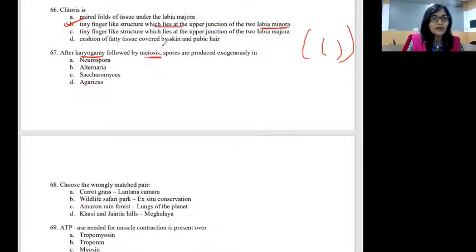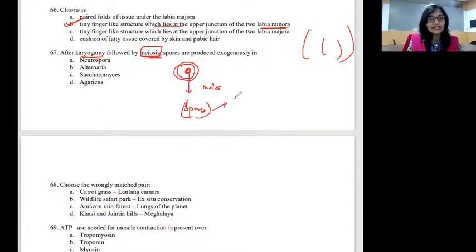Karyogamy is a fusion of gametes. So when karyogamy takes place, after that meiosis will take place. So karyogamy is the fusion of gametes, and then if meiosis takes place, ultimately they are going to produce haploid spores. And the spores are produced exogenously. The same question we have seen before, exogenous spore formation. Here it is in Neurospora. Yes, you have to remember it is in Neurospora.